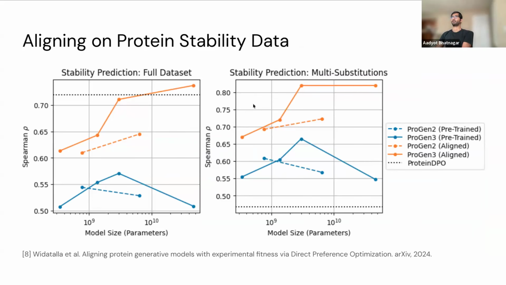Yes, I think that's all true in terms of these unconditional generations. But two things. First, if you're using these models for alignment, it's pretty clear based on these findings that larger models respond better to alignment, both in terms of fitness prediction as well as some of the generation tasks.